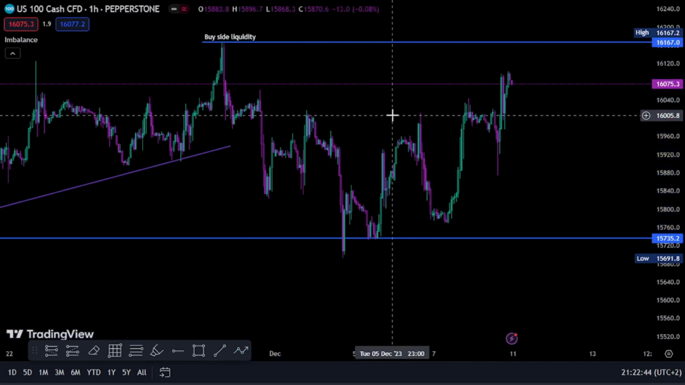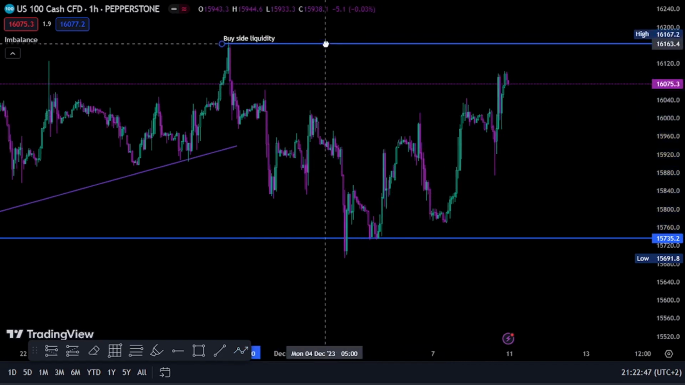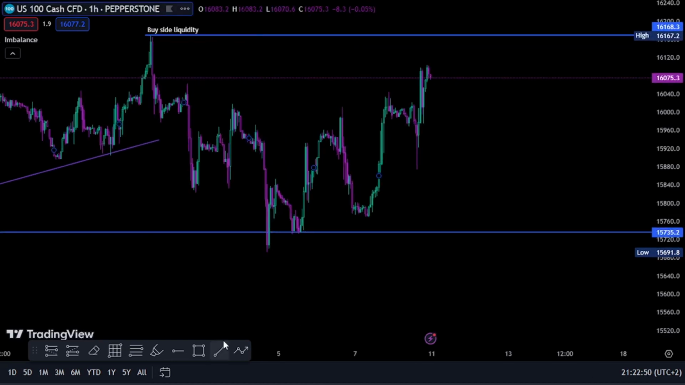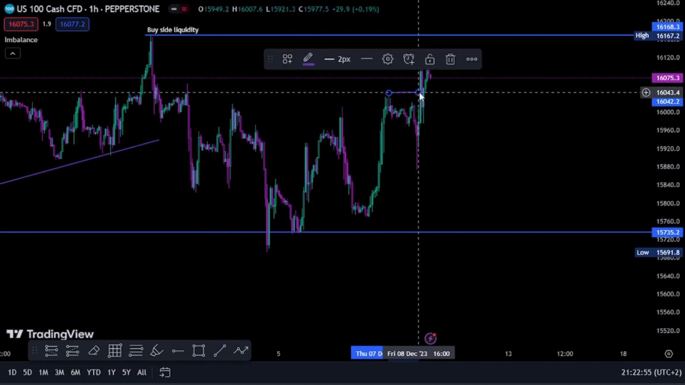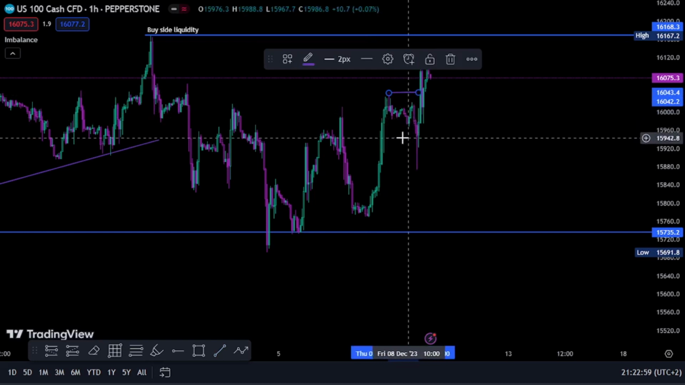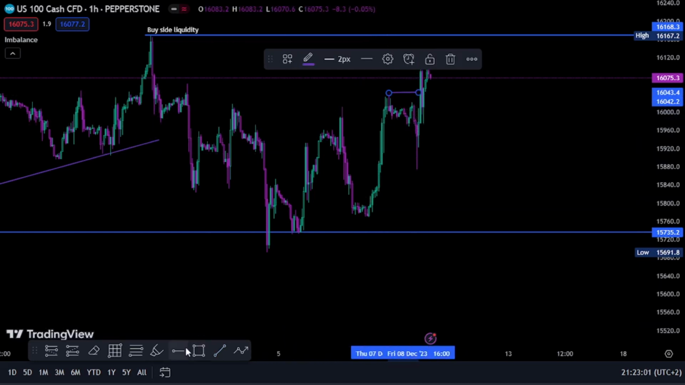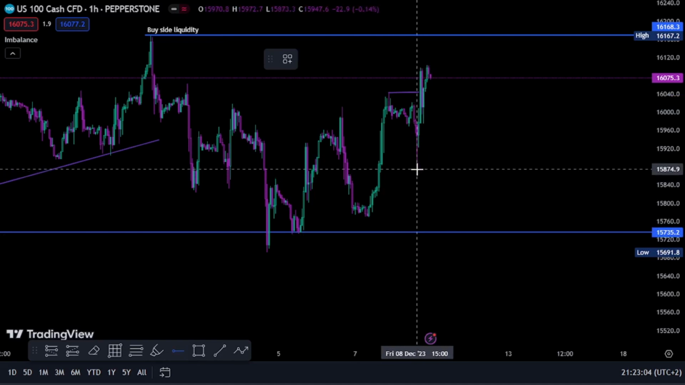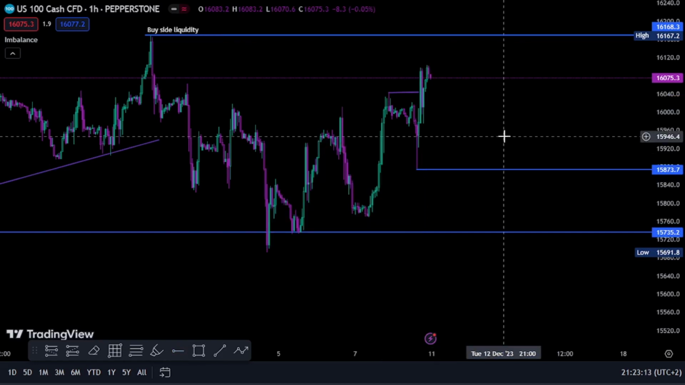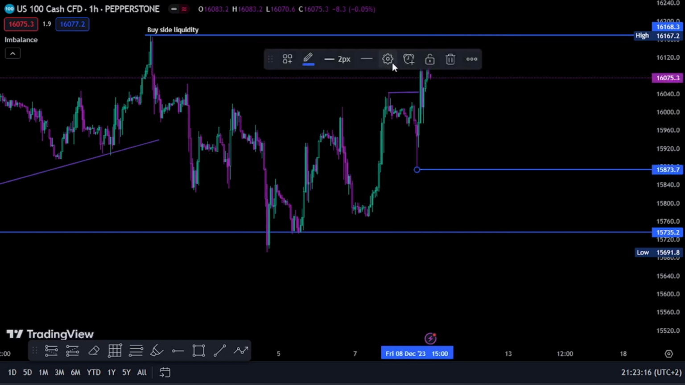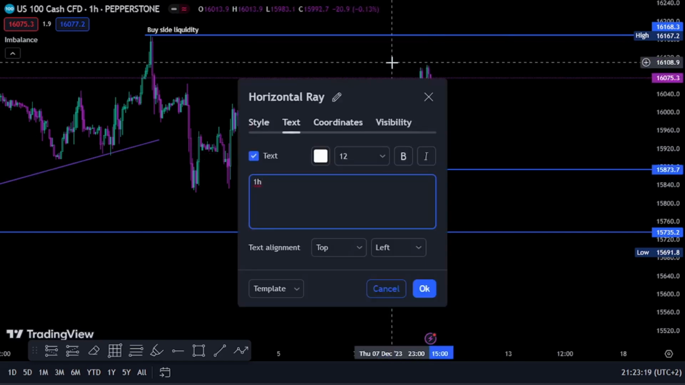Remember, we don't predict, we just follow the market, right? So if you check here, it's a break of structure, right? It's a valid low because of its three candles closing below each other. And then this here, it's our 1 hour sell side liquidity, right?